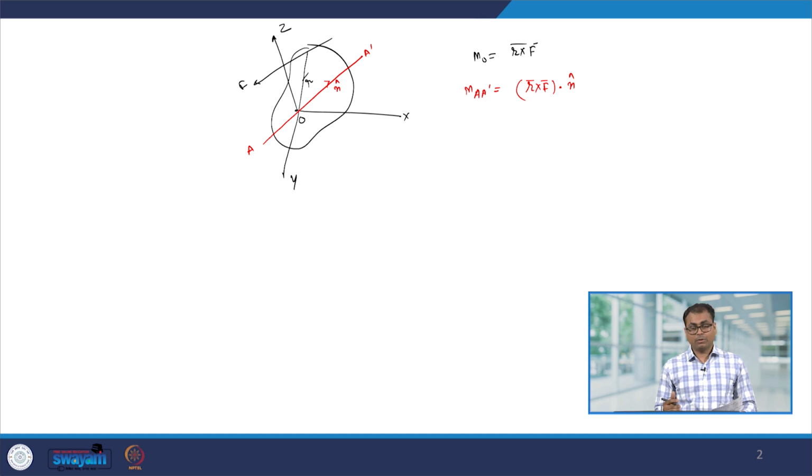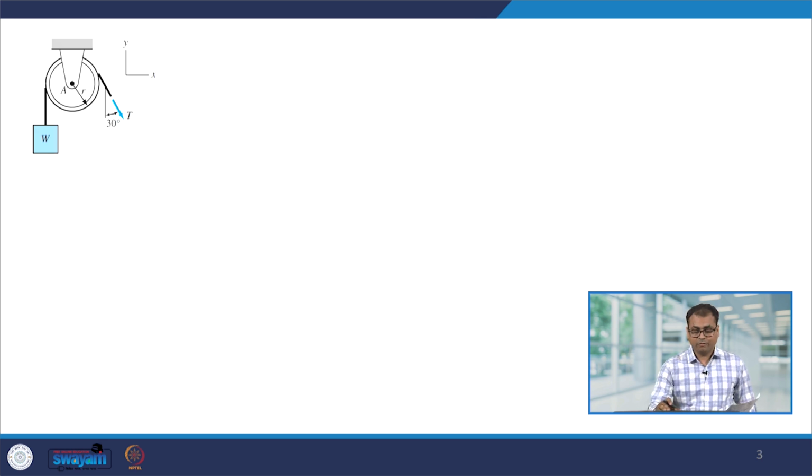This concept is very useful when we calculate the moment in three dimensions. Today, first we will look at one example wherein the forces are coplanar in two dimensions, and then we will look at these concepts, wherein it is convenient to take the moment about a line. So, let us look at the first problem.